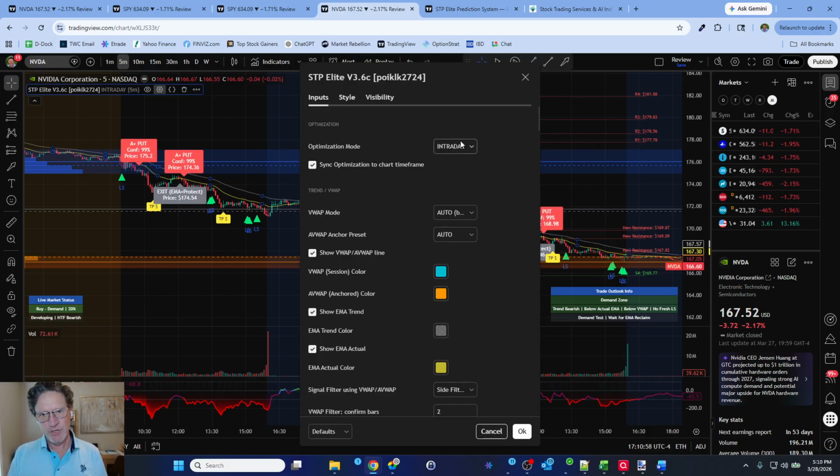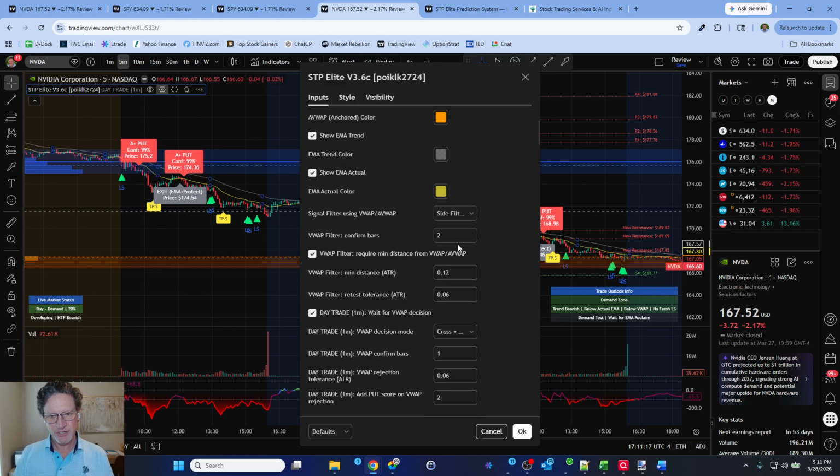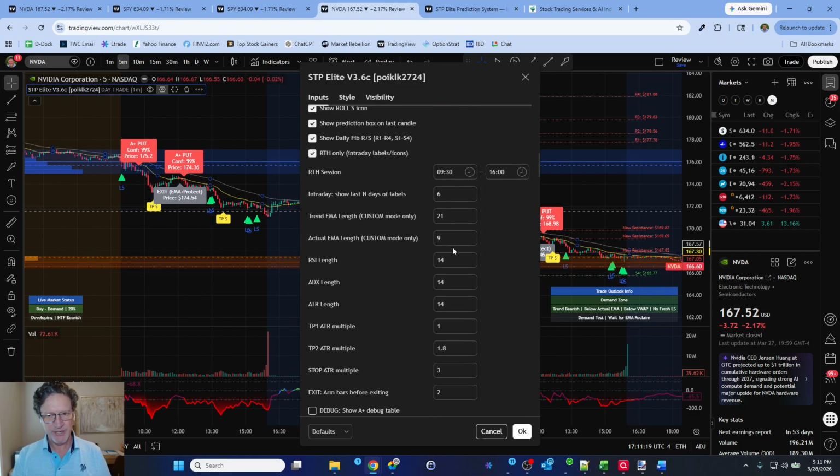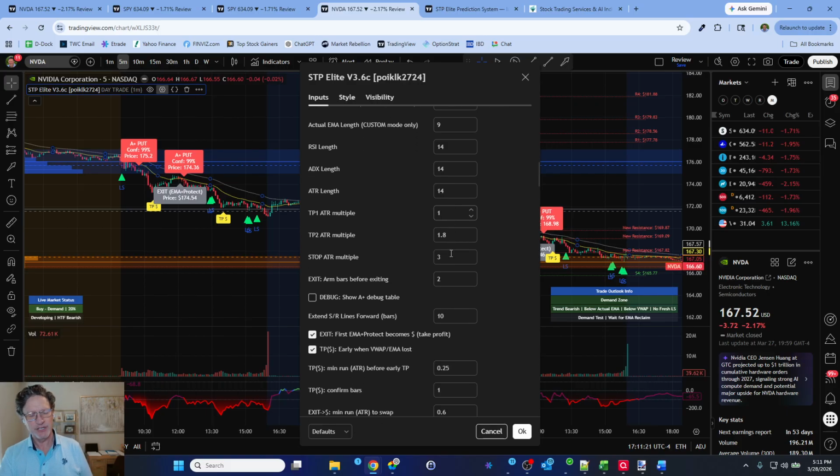The optimization mode, no matter what you pick here, nothing's going to change, right? I could put the 1 minute on. It's not going to change these labels because you have the sync optimization on. If you turn the sync optimization off, uncheck that, then this optimization mode will kick in and you can adjust all these different variables that you want on this chart settings page.